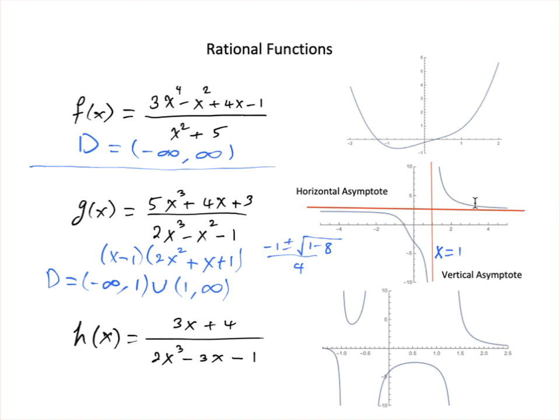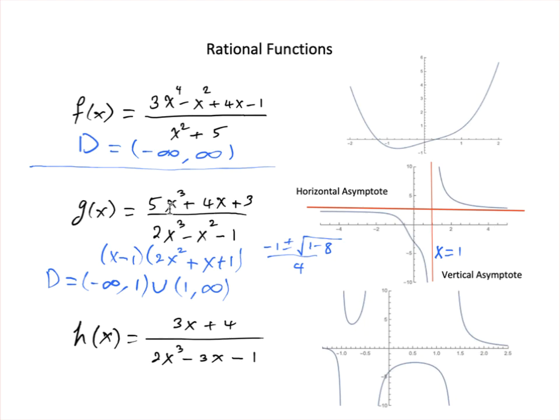The function could behave that way, but the point is, as x goes to positive infinity, the graph gets close to that line, just like the vertical asymptote. As x gets close to 1 from either side, the graph gets close to this line. And also, as x goes to negative infinity, the graph gets close to this red line, which we call a horizontal asymptote.